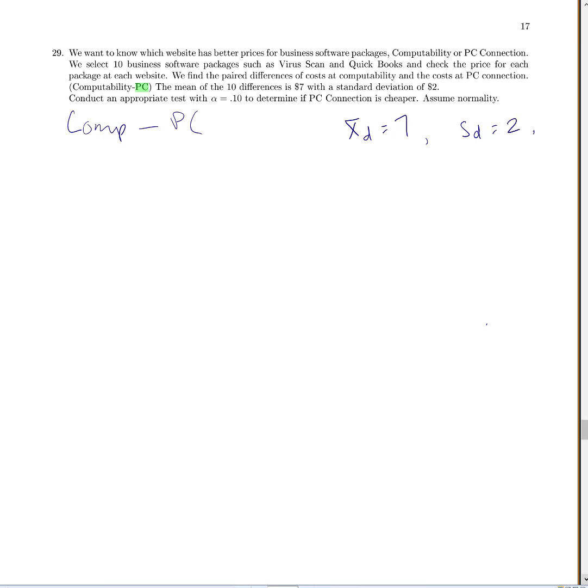We want to conduct our test with alpha equals 0.10. And we want to see if PC connection is cheaper. So they want to see if PC would be cheaper or smaller, which means this one would have to be bigger. Okay, so we're going to do bigger minus smaller. Now, anytime you do a bigger number minus a smaller number, that should be greater than 0. So that's our alternative hypothesis, that the differences would be greater than 0.